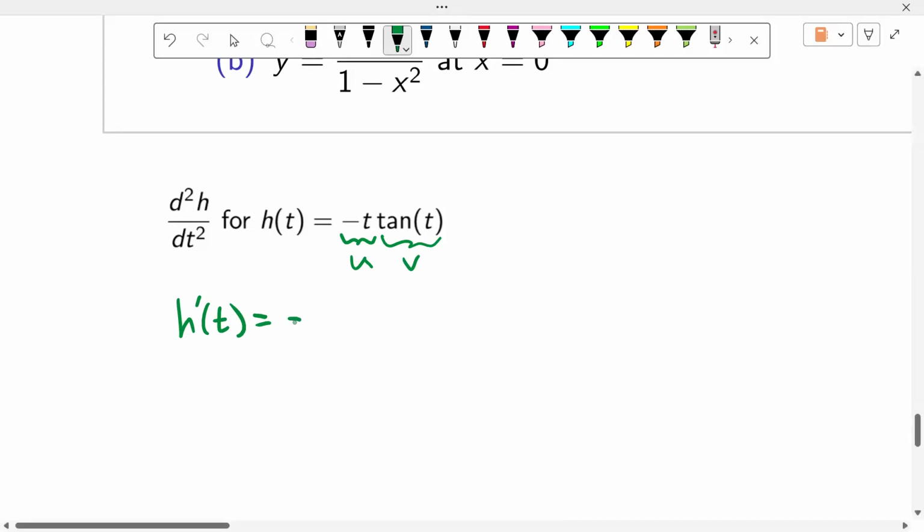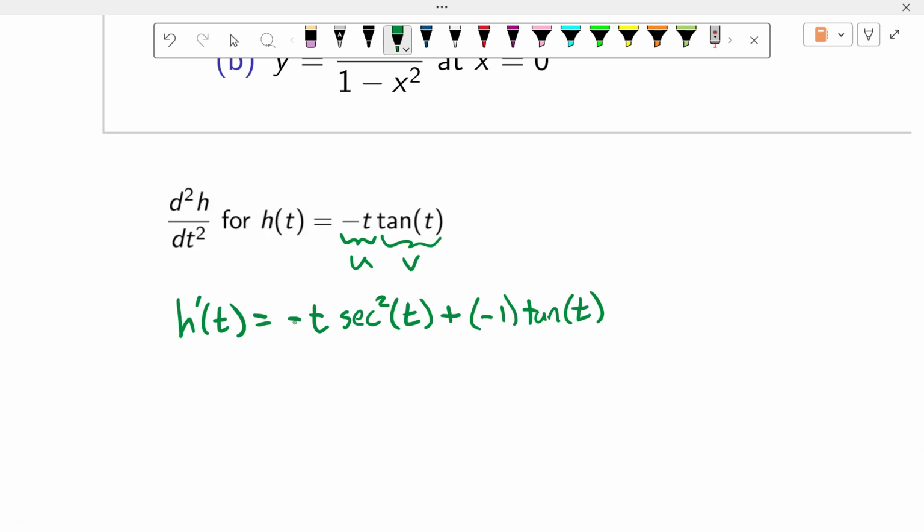So we would have a u and then a v prime. In this case, our v prime is secant squared of t plus, and then I have to take the derivative of u. The derivative of negative t is -1 times tangent of t. Does that look okay to people? All right, so that's not so bad. And just pretty it up a little here.